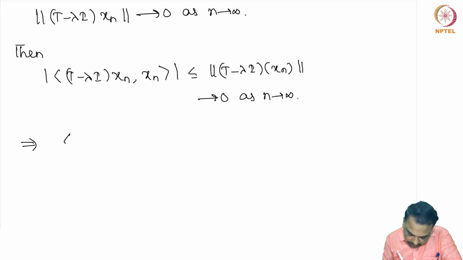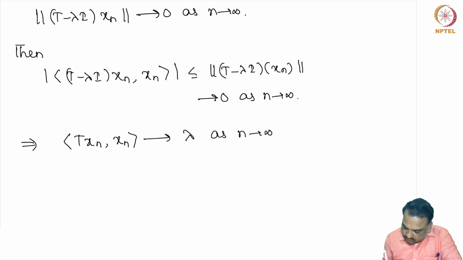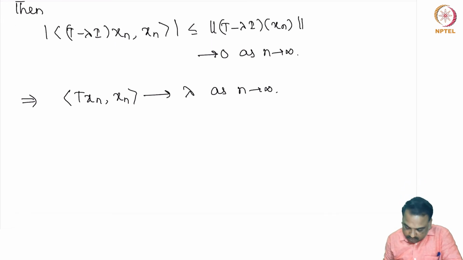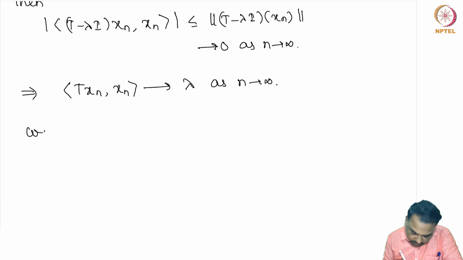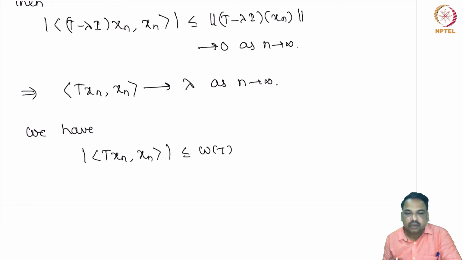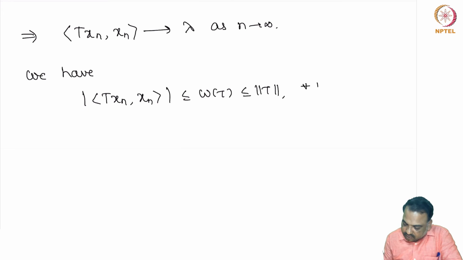So this implies that inner product ⟨Txn, xn⟩ minus lambda goes to 0 as n tends to infinity. But we know that inner product ⟨Txn, xn⟩ is an element of the numerical range. So we have modulus of inner product ⟨Txn, xn⟩ is less than or equal to omega(T), and omega(T) is anyway less than or equal to norm T. Now this is true for every n in N by the definition of the numerical range and numerical radius.